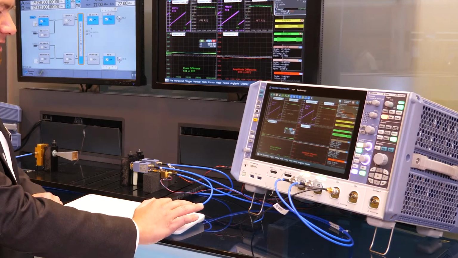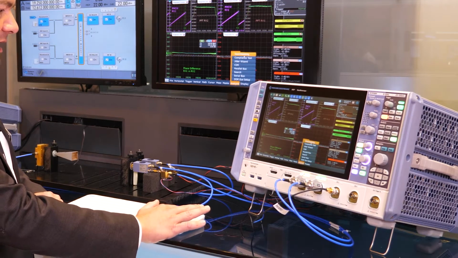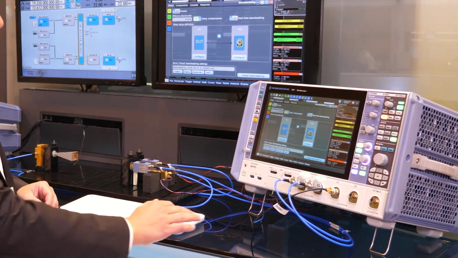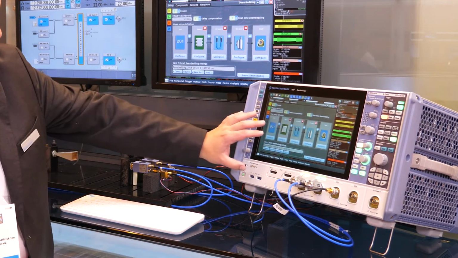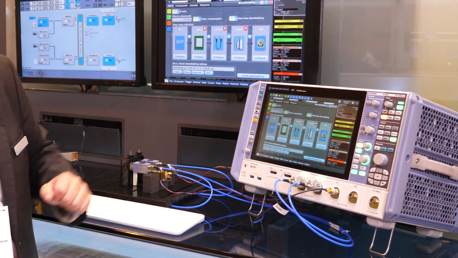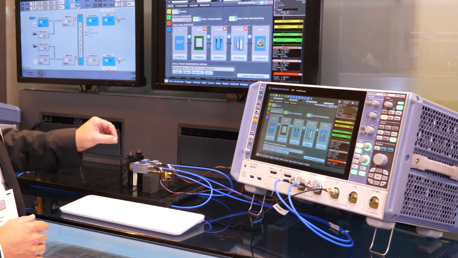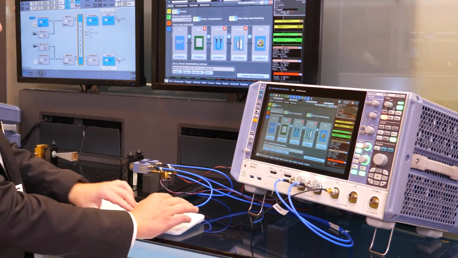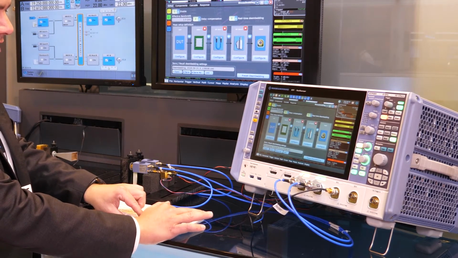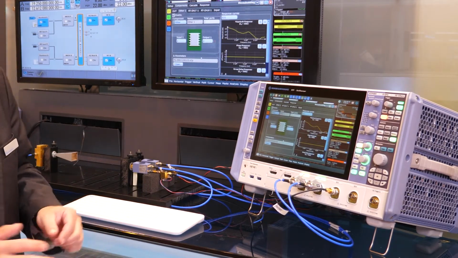So I have set up on the instrument, I have described the signal path in a way that I have my device under test here. Then I have three different blocks. The three different blocks are the mixers, the cable, and my adapter here. And each block is individually described in terms of S parameters.